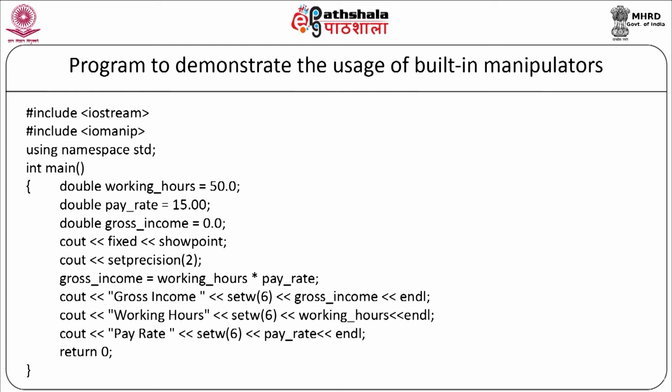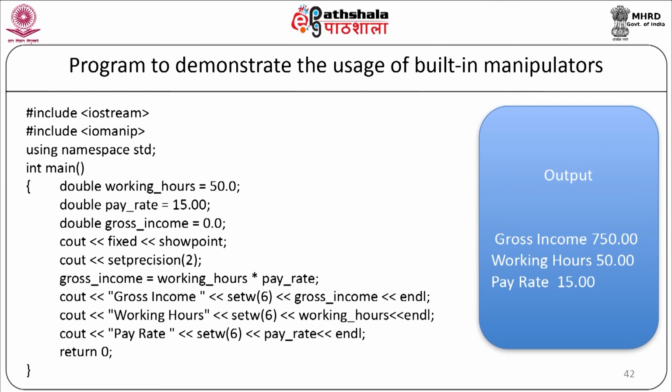Now when the above code is compiled and executed, it will produce the result as gross income is equal to 750.00, working hours 50.00, pay rate 15.00.